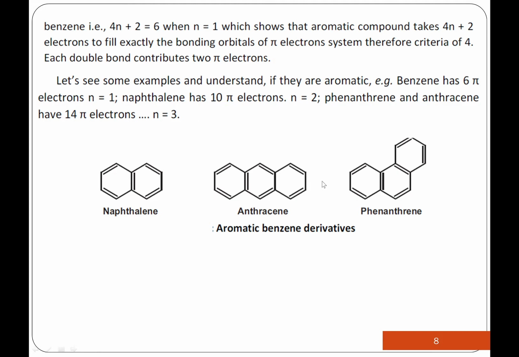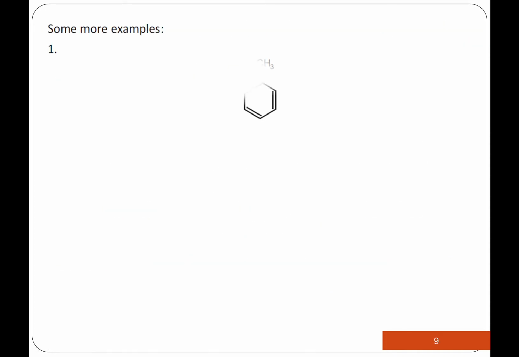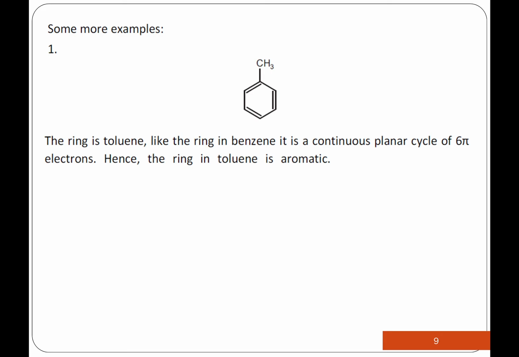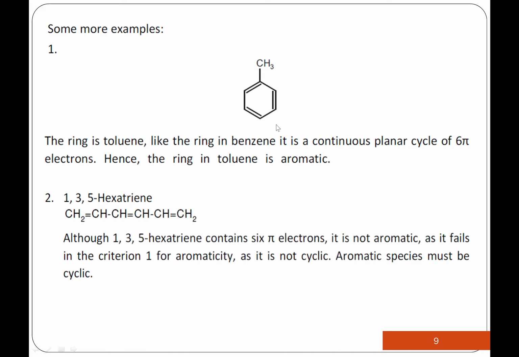These are some simple structures having alternate double single bonds, and this can be written like this. Each carbon has a p orbital. These are also alternate double bond, single bond systems or conjugated systems, but they are not aromatic because they are not cyclic systems.